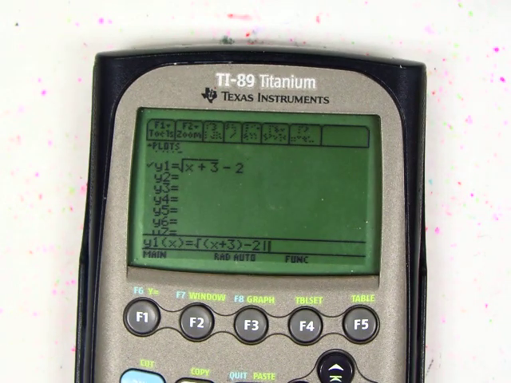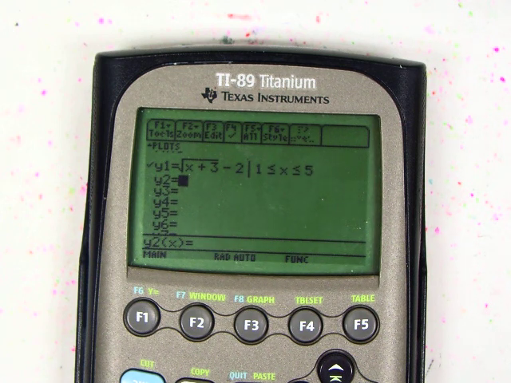Okay, and let's say I want to restrict the domain now from just 1 to 5. So my minimum value is 1, my maximum value is 5. So I can put in 1, and then I would put in less than or equal to x, less than or equal to 5. So you can see how that pops up right there. So now you have the domain restriction that you want.